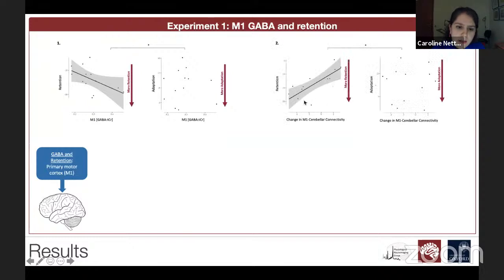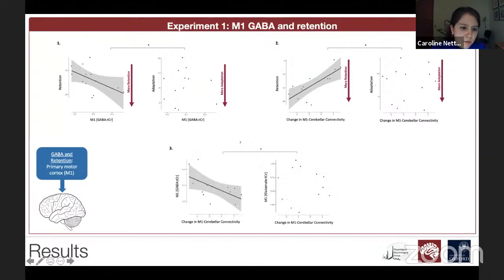We also see that the change in connectivity between left M1 hand area and the right cerebellum also correlates with retention, such that the more you decrease your connectivity, the more you retain of that adapted state. And then lastly, there's a relationship between M1 GABA and this change in M1 cerebellar connectivity. So kind of having a threefold relationship between the three measures. And this relationship does not exist between the neurotransmitter and change in connectivity for a control neurotransmitter, which is glutamate in this case.